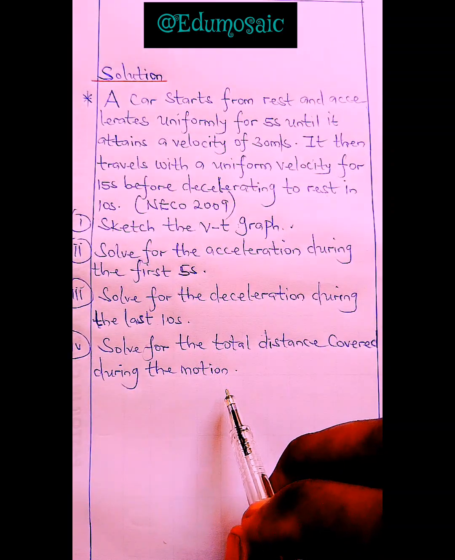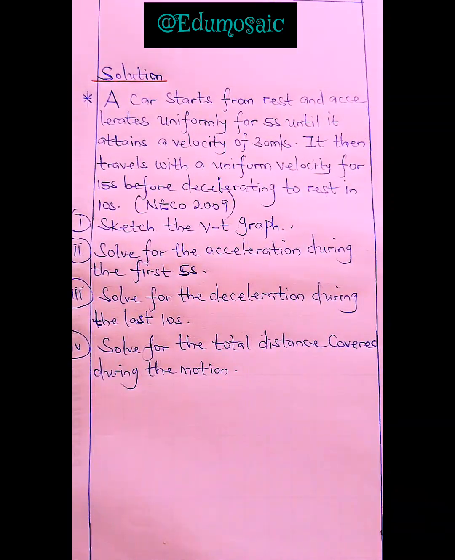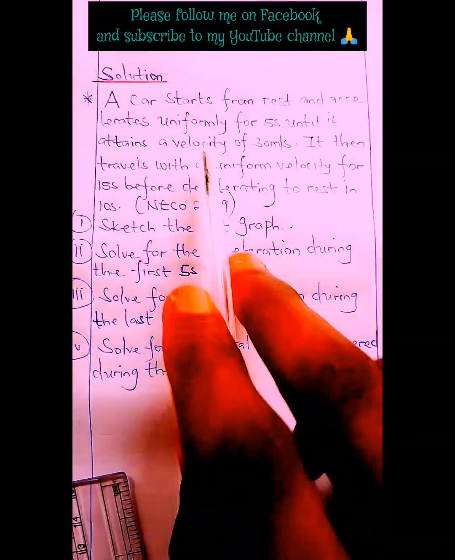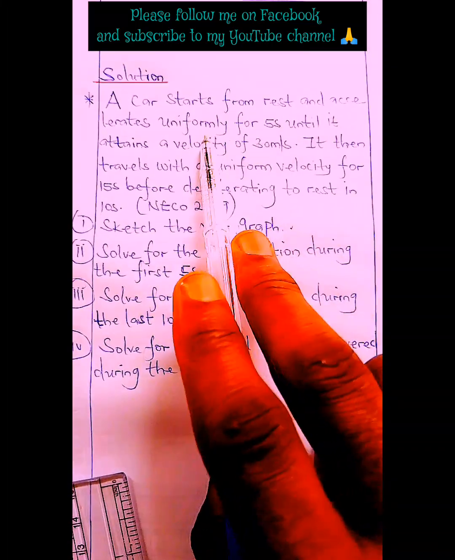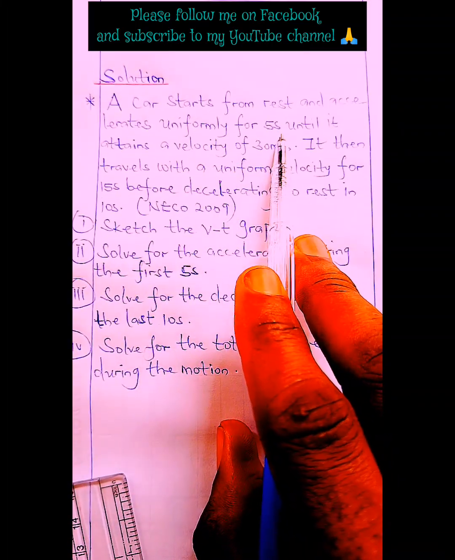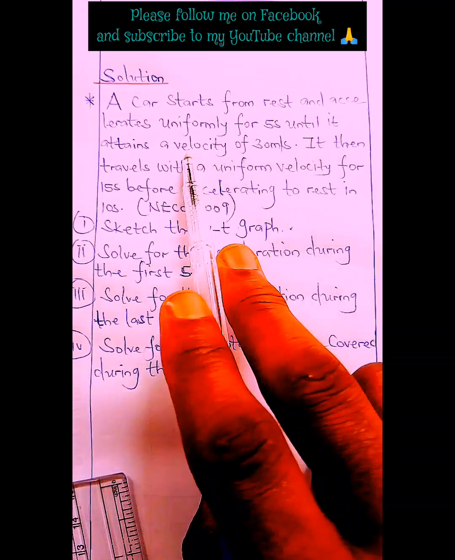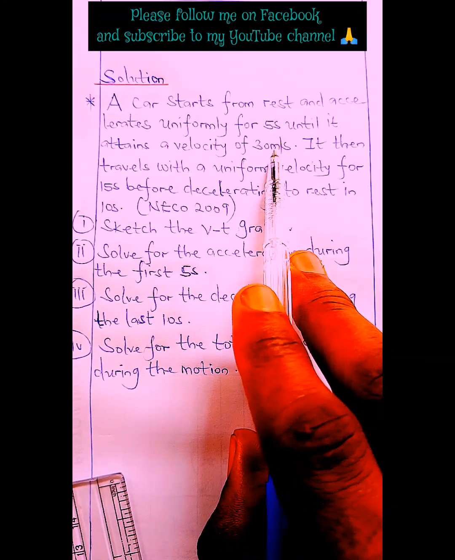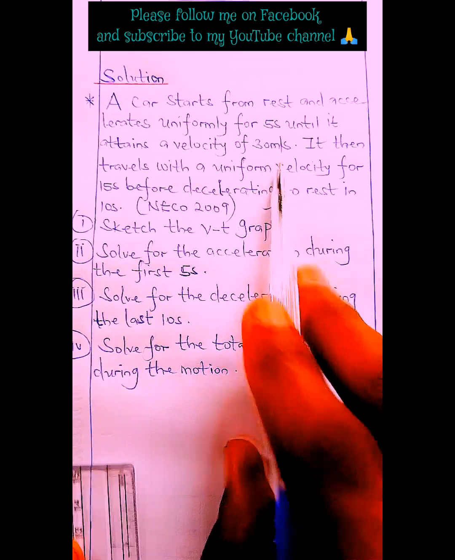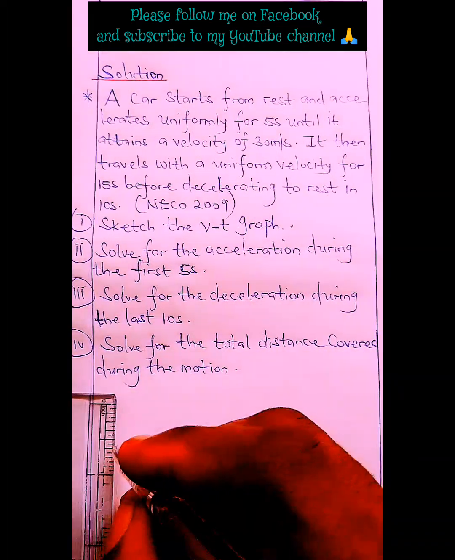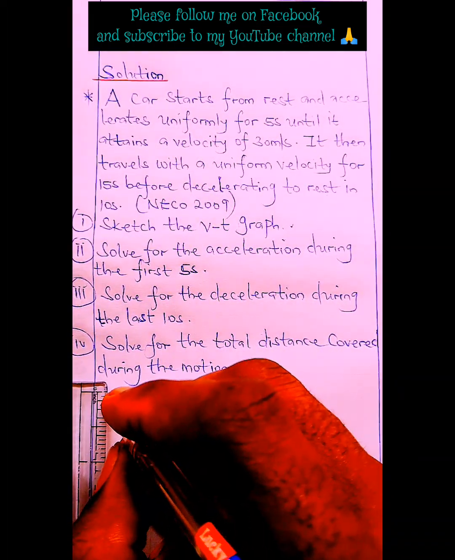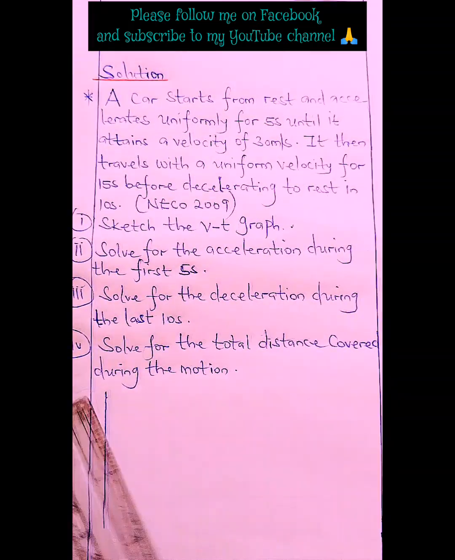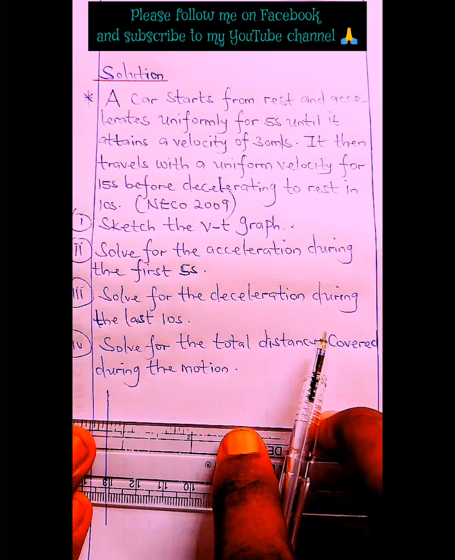So first of all, we're going to be drawing the velocity time graph. Now look at the question. A car starts from rest and accelerates uniformly for 5 seconds until it attains a velocity of 30 meters per second. So this velocity is the max velocity or the max speed. So let's plot our graph. Let's draw a velocity time graph. So right here, this is what we have.